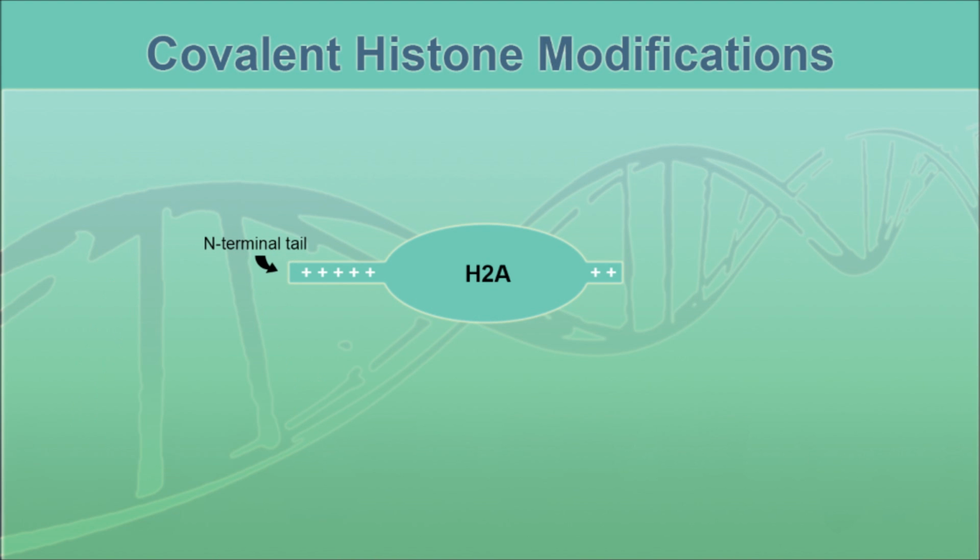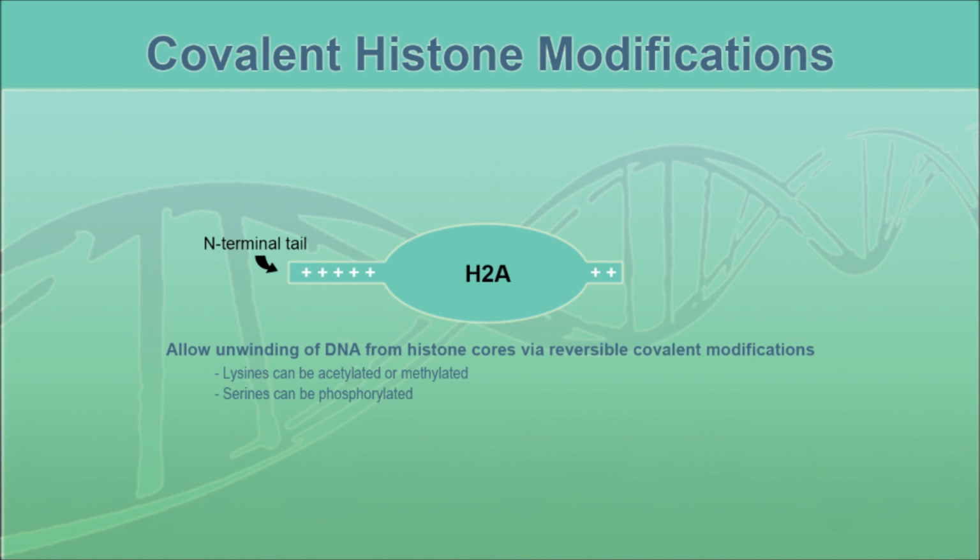One of the extended ends of the histone protein is an N-terminal tail, and these tails allow a way to unwind DNA from around the histone cores via reversible covalent modifications. In these tails, lysines can be acetylated or methylated, while serines can be phosphorylated. Side note, addition of a phosphate group is done by a kinase, an acetyl group, acetyl-transferase, and finally, addition of a methyl group is done by a methyl-transferase.